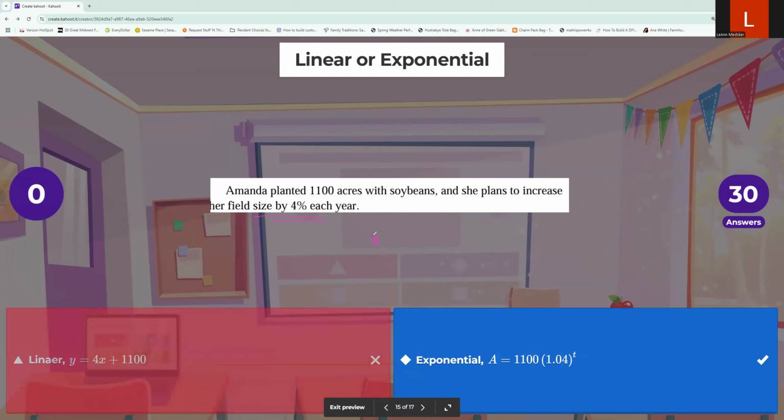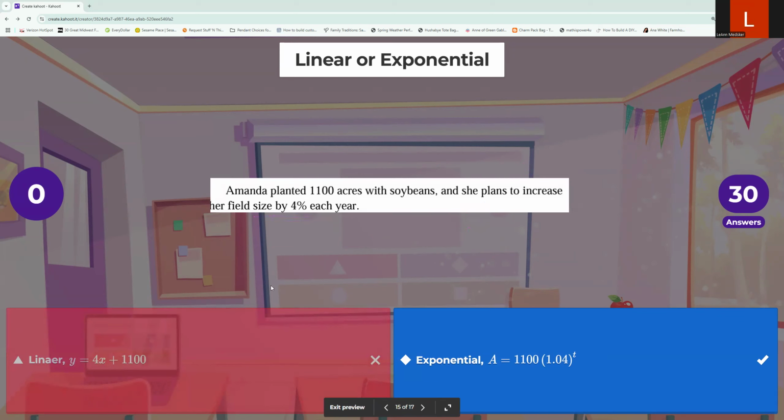We are starting with 1,100 acres. It's going to increase. Now, this is not the growth factor. This is the percent increase. So we need to do the 1 plus that as a decimal ourselves. So that's 1.04. I just like to write the work a little bit above it and then to the T. So that's the blue choice down here, which it already ran through that for us.